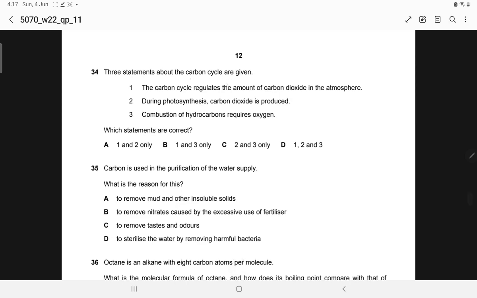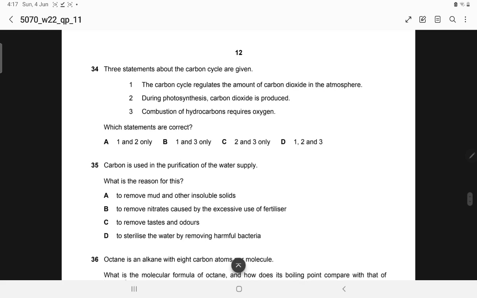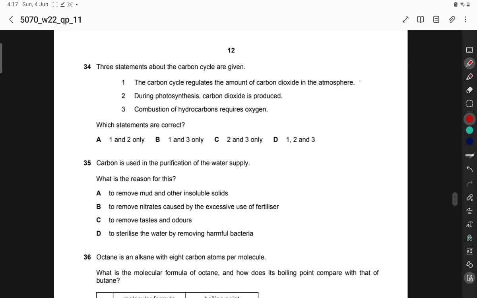Three statements about carbon cycles are given. The carbon cycle regulates the amount of carbon dioxide in the atmosphere. Yes, it is correct. During photosynthesis, carbon dioxide is not produced, it is used. So this is incorrect. Combustion of hydrocarbons requires oxygen. Yes, this is correct. So 1 and 3 are correct, and the option is B.